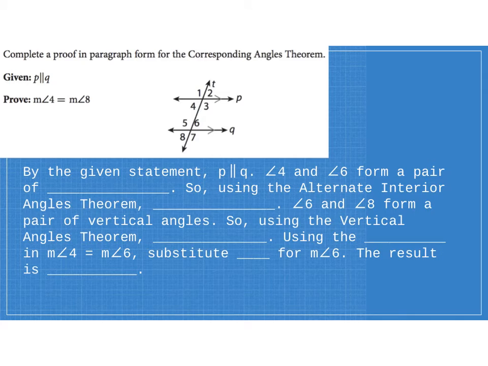So by the given statement, P is parallel to Q. Angle 4 and angle 6 form a pair of alternate interior angles. So using the alternate interior angles theorem, we then know that measure of angle 4 is equal to measure of angle 6. And angle 6 and angle 8 form a pair of vertical angles. So using the vertical angles theorem, we can state that measure of angle 6 is equal to the measure of angle 8.